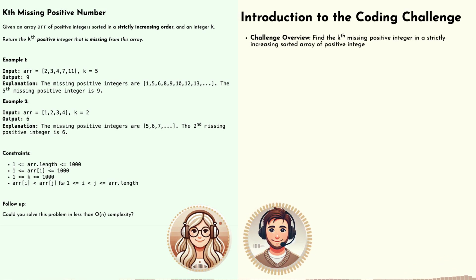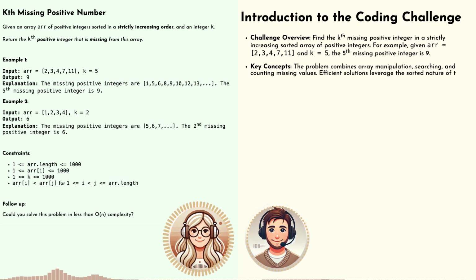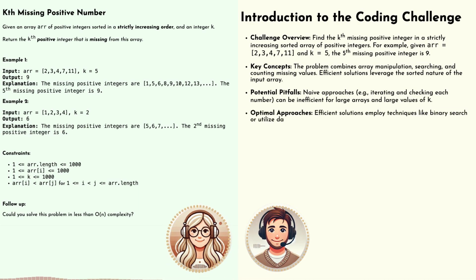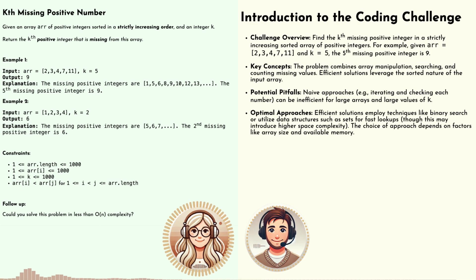We're diving deep into a classic coding challenge today. It's one that really makes you think, and it involves finding the Kth missing positive integer in a sorted array. It sounds a little intimidating when you just say it out loud like that, but it's really not so bad at all. It's actually pretty clever problem solving.